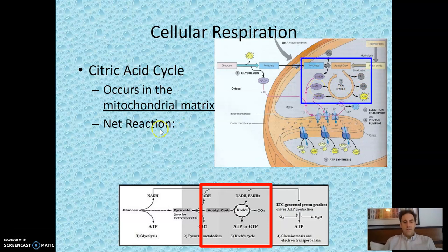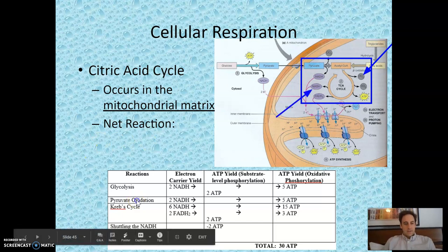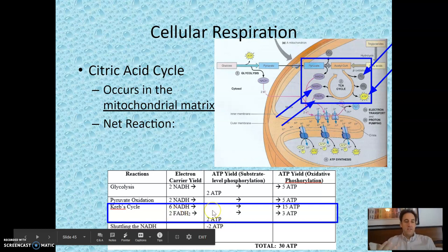And if we wanted to quantify those numbers, there are the arrows, in case you missed that. If you want to quantify those numbers, here they are. So we end up getting 6 NADH, 2 FADH2s, and 2 ATP. Just like with glycolysis, we're going to want to take a look at how we account for these numbers.